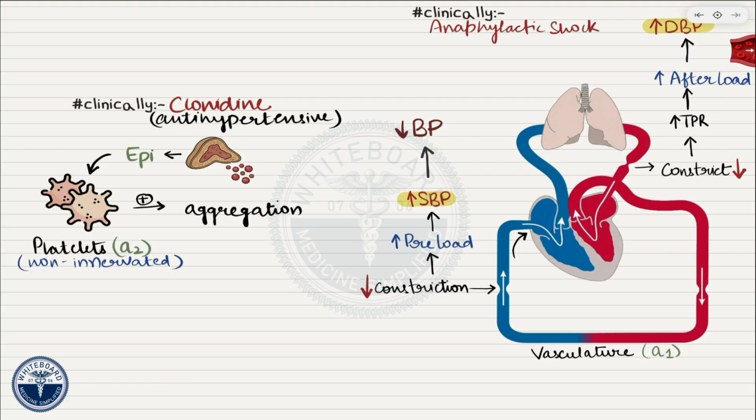Now, why is this clinically important? As we discussed, alpha-2 agonists are often used to lower blood pressure by reducing norepinephrine release.